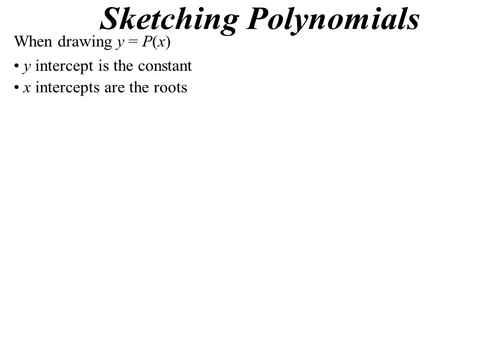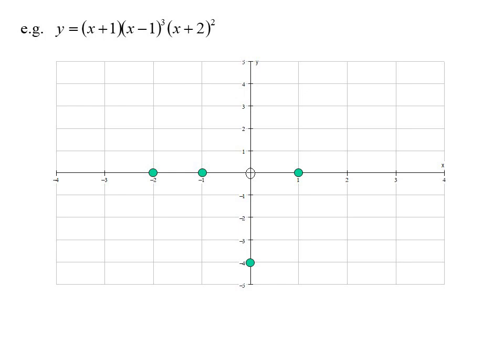The x-intercepts are the roots of the equation, the zeros of the polynomial, whatever it is that makes it equal to 0. Nicely, this one's already factorised for me, so it makes life a bit easy. So we know that our x-intercepts will be at negative 1 from the first parentheses, positive 1 from the second parentheses, and the third one would give me negative 2. Okay, we have our x-intercepts.